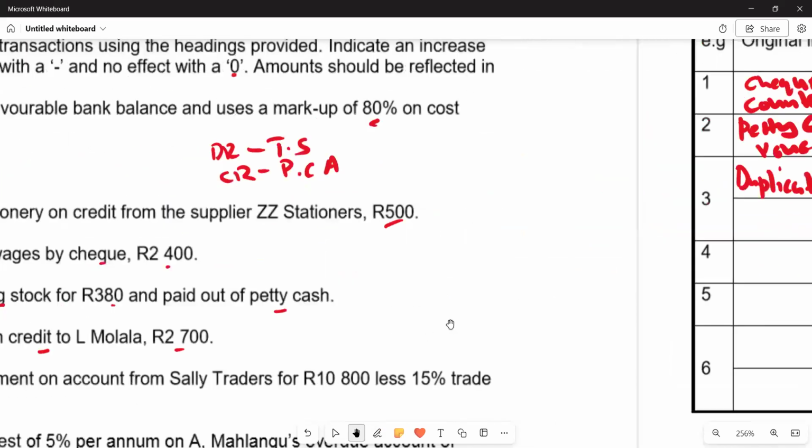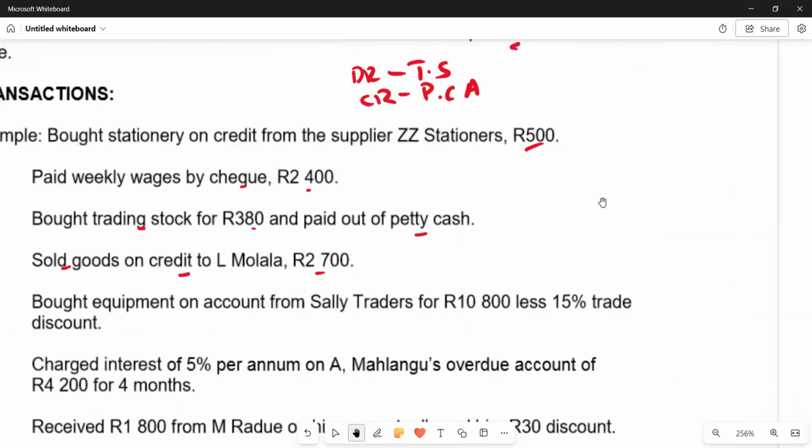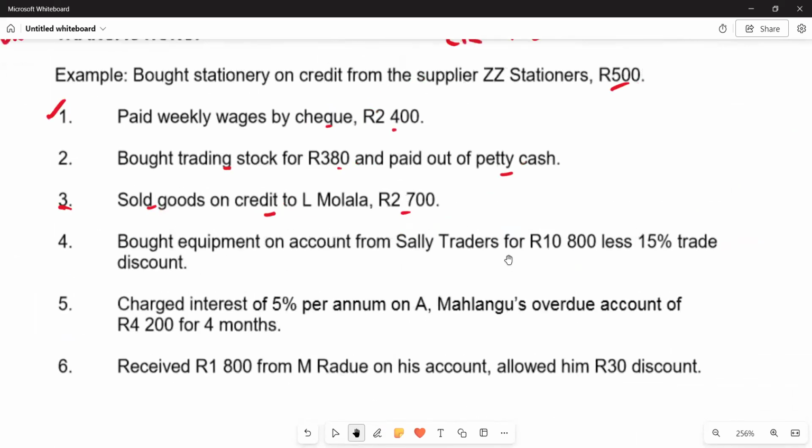So on item 4, what we are saying, bought equipment on account from Sally Traders for 10,800 rands, less 15% trade discount. So we have the element of trade discount that is in this transaction. Remember, trade discount is not shown in the books of accounts. So we just remove it and ignore it. So what we are going to do is here, this figure that will be given will be 100%. Then there's a less 15%, so we are subtracting 15%. So it becomes 85%. So the figure that we want is 85%.